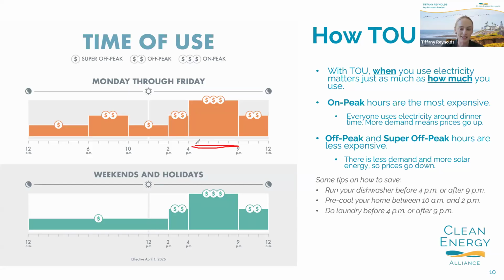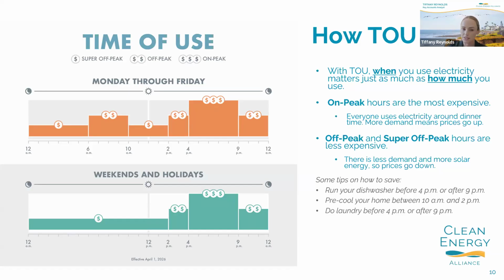A really easy slogan that I like to share with people is 4 to 9 is prime time. Electricity during this time period is going to be the most expensive. So we suggest, if you can, avoid using electricity at that time. Obviously, it's not possible for everyone. But again, back to shifting some small habits at home can help you lower your electricity bill if you can avoid using electricity from 4 to 9.